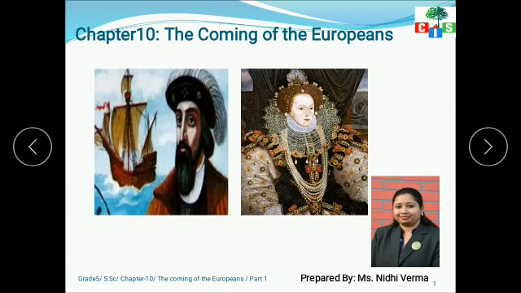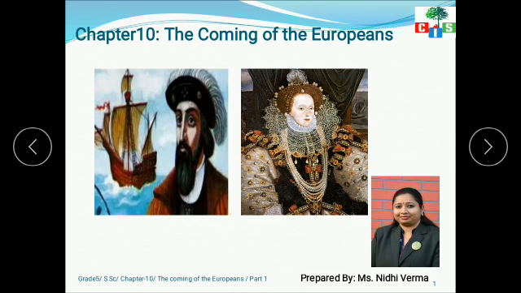So children, can you identify the two personalities which are given in these pictures? I hope you can easily guess the second one, right? Yes, you are correct. That is Queen Elizabeth I. And the first picture is Vasco da Gama.